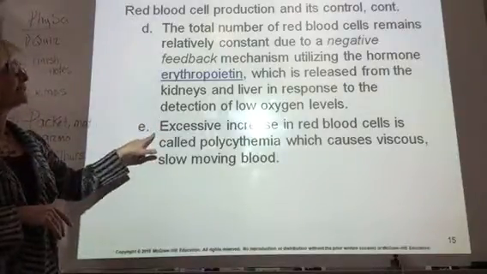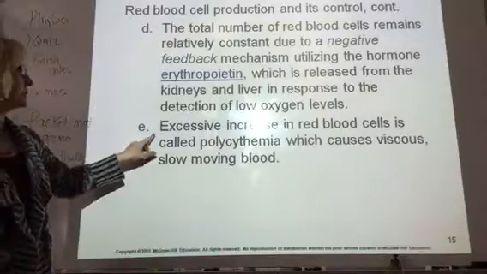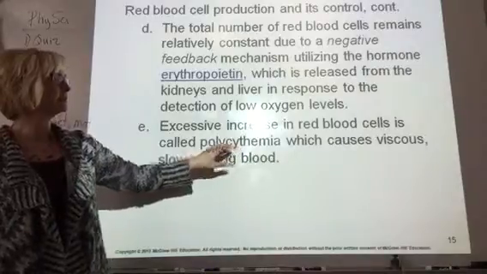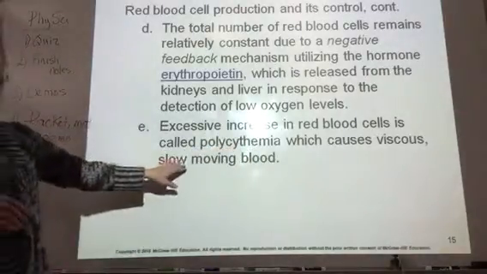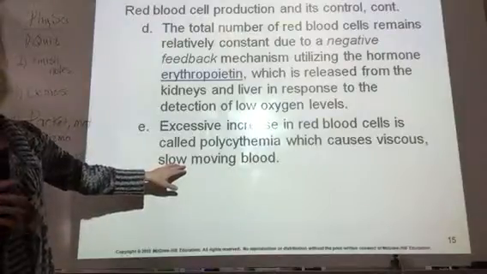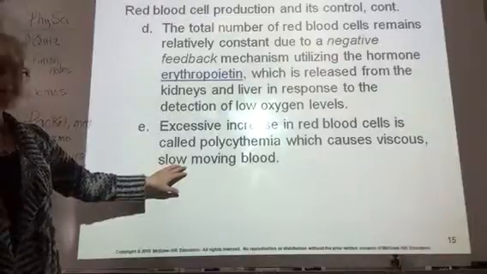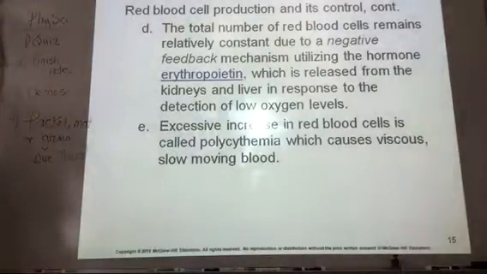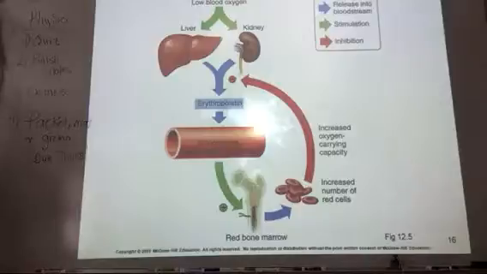An excessive increase in red blood cells is called polycythemia, so many cells in the blood, and it causes very slow-moving blood. If for some reason, a mutation, shock, something, there is an excessive increase in red blood cells, it is obviously going to slow your blood down because it's going to have more cells in it.